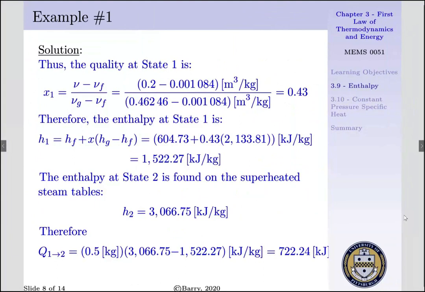Thus, our heat transferred from state 1 to state 2 is our mass times the quantity H2 less H1. Or we'd have 0.5 kilograms times the quantity 3066.75 less 1522.27 kilojoule per kg, which gives us 722.24 kilojoules.